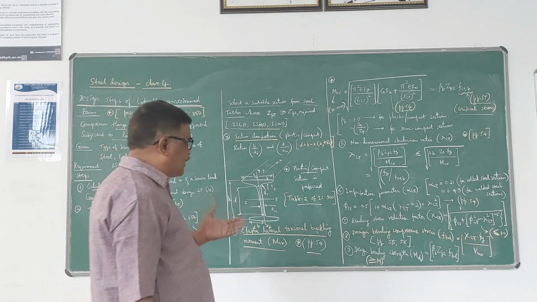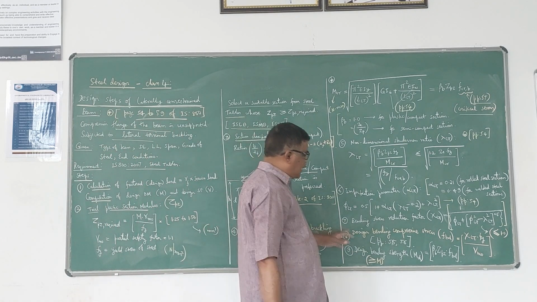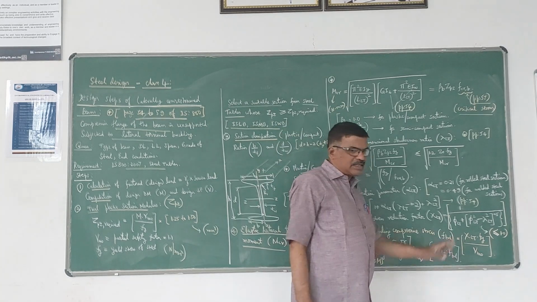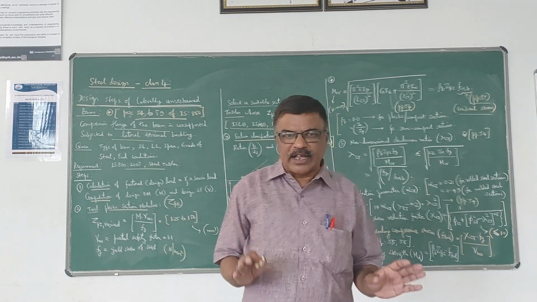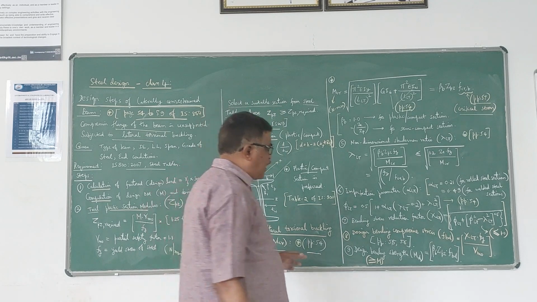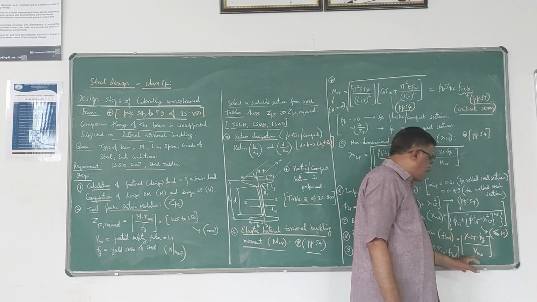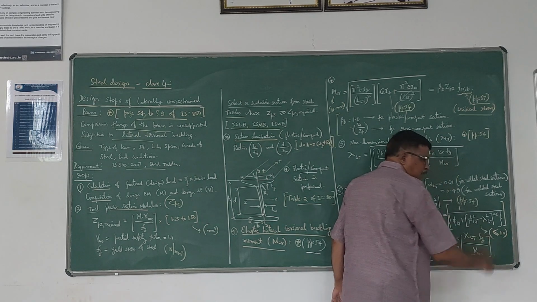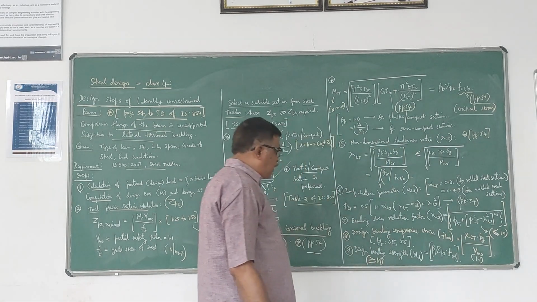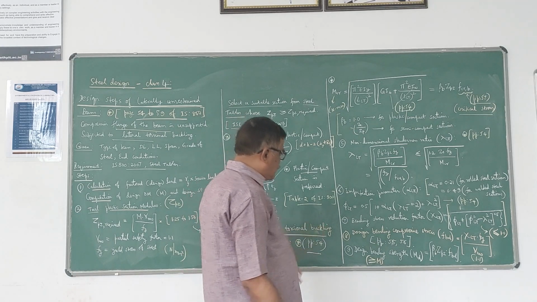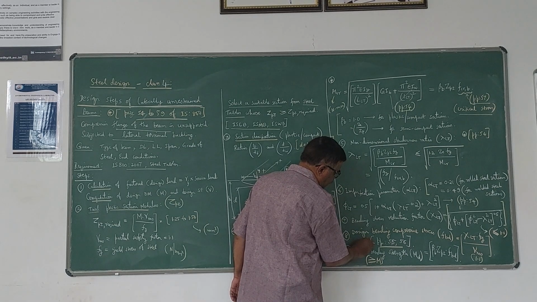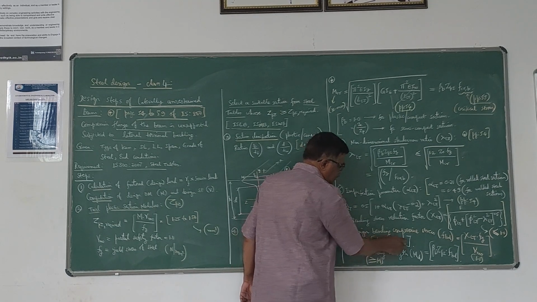Then after getting this xi LT, you have to calculate the design bending compressive stress, which is denoted as FBD, given by xi LT into Fy by gamma m. Once again, gamma m here is 1.1, and Fy may be 250 MPa. This value of FBD you can also directly get from pages 55, 56.